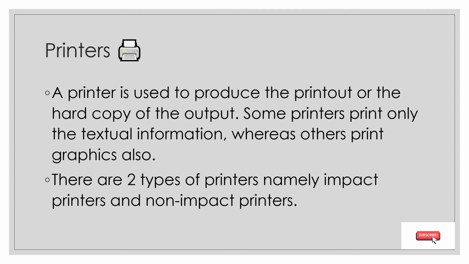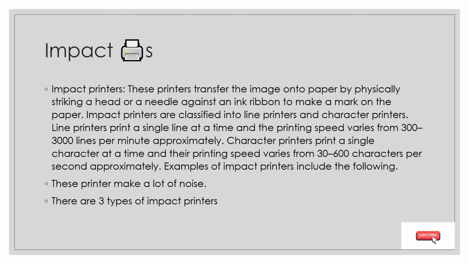Printers. A printer is used to produce the printout or the hard copy of the output. Some printers print only the textual information, whereas others print graphics also. There are two types of printers, namely impact printers and non-impact printers. Impact printers. Instead of printers, I have given an emoji. Impact printers transfer the image onto paper by physically striking a head or a needle against an ink ribbon to make a mark on the paper.